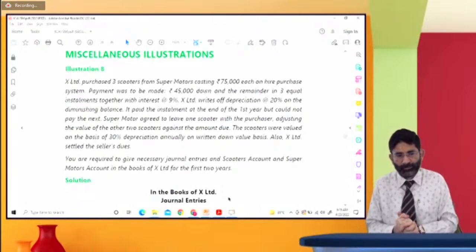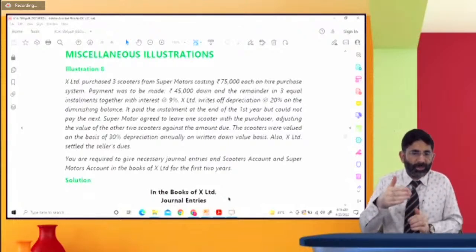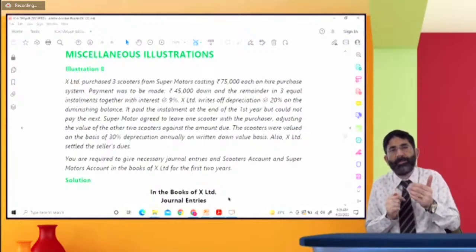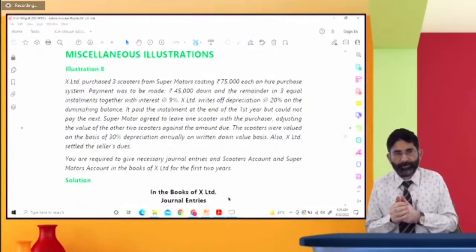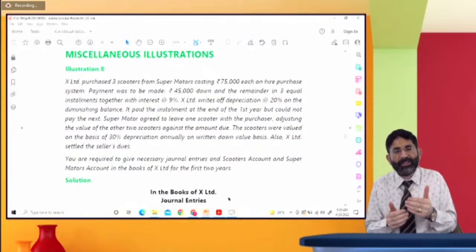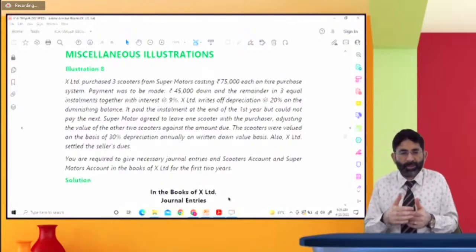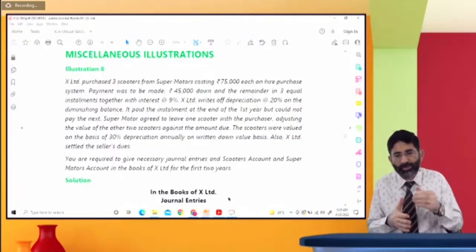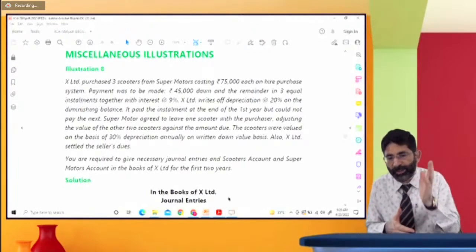3 scooters. So 3 scooters they have purchased from Super Motors. So he is a vendor. Costing rupees 75,000 each. This cost is for X Limited, not for Super Motors. So this is basically a cash price. Let it be clear, because when we are purchasing anything from somewhere, it is my cost. It is not the cost of the Super Motors seller. So for the seller, it is a cash price. Obviously, for me, it is a cash price as well as my cost. So 75,000 each. 75,000 into 3, it is 2,25,000, beta.